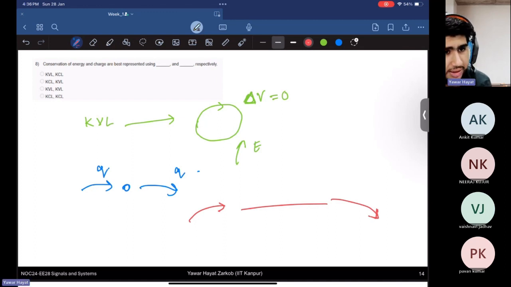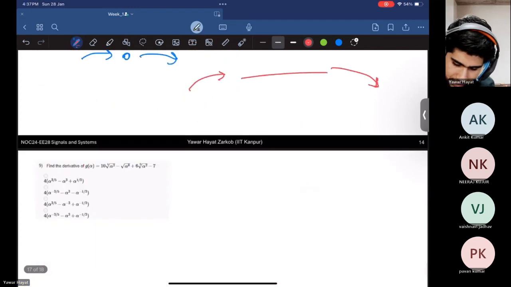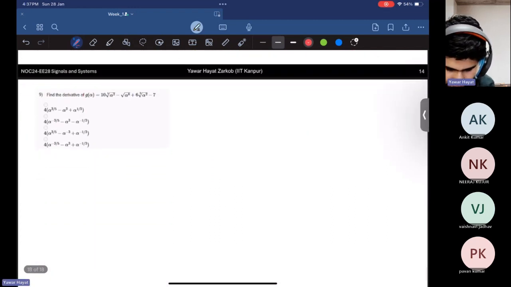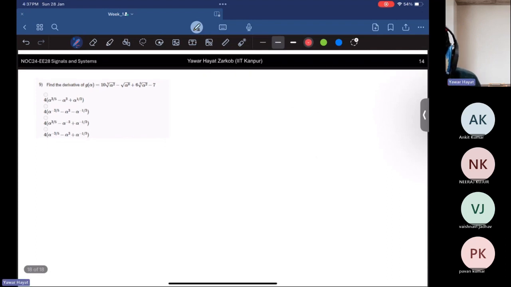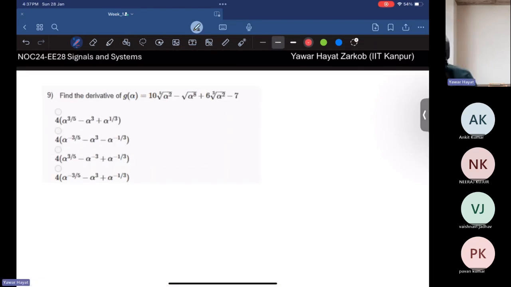And in fact, these conservation of charge and conservation of energy are more fundamental than your KVL and KCL. And as we made a statement in case of KVL, we can make the same statement for KCL as well, that KCL is the manifestation of conservation of charge in electrical circuits, right? Now with that, let's go through the last question of today's session, the derivative of g of alpha, where g of alpha is given by this function.